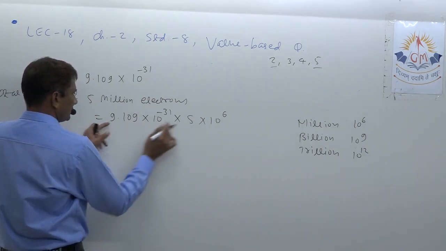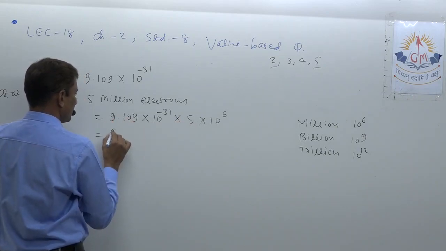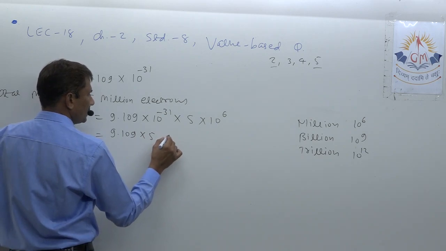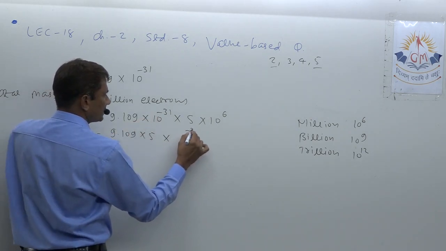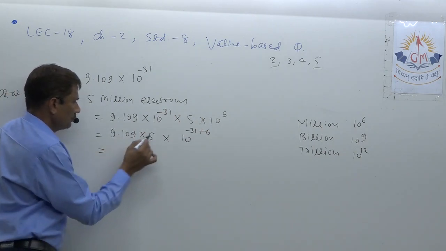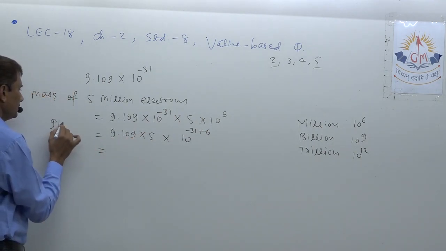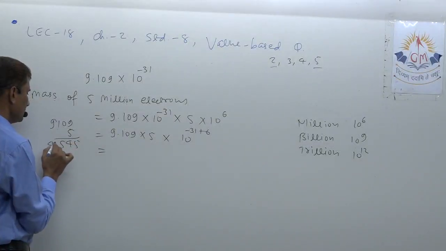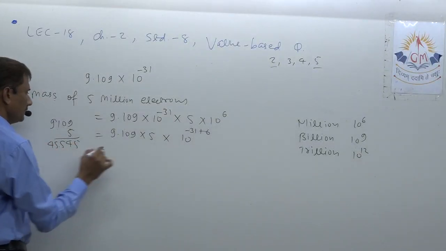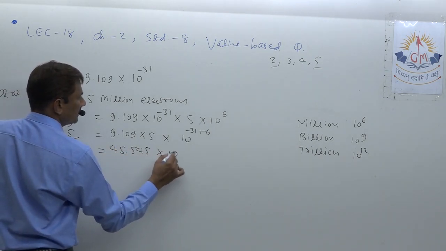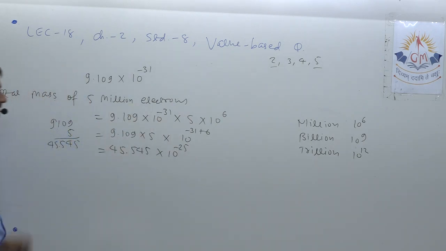Now just multiply: 9.109 into 5 into 10 raised to minus 31 plus 6. Apply that rule. So now multiply it: 9109 into 5. 9 times 5 is 45, 5 times 1 is 5, 9 times 5 is 45. So it will be 45.545 into 10 raised to minus 25.